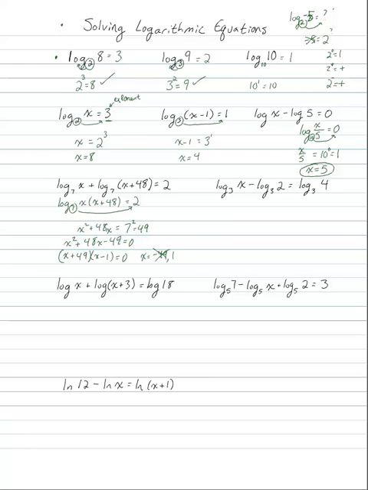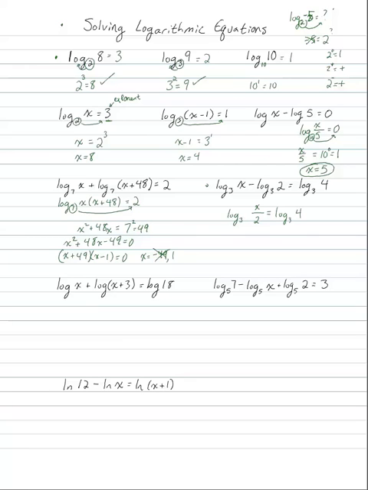Okay, let's try another one. So let's see, I have log base 3 of x minus log base 3 of 2 equals log base 3 of 4. I'm going to start off the same way, right, as a single log. So I'm going to get log base 3. This time I'm going to have a fraction bar because I see I got a minus inside there. So my x is going to go on top, my 2 is going to go on the bottom. It's going to equal log base 3 of 4.